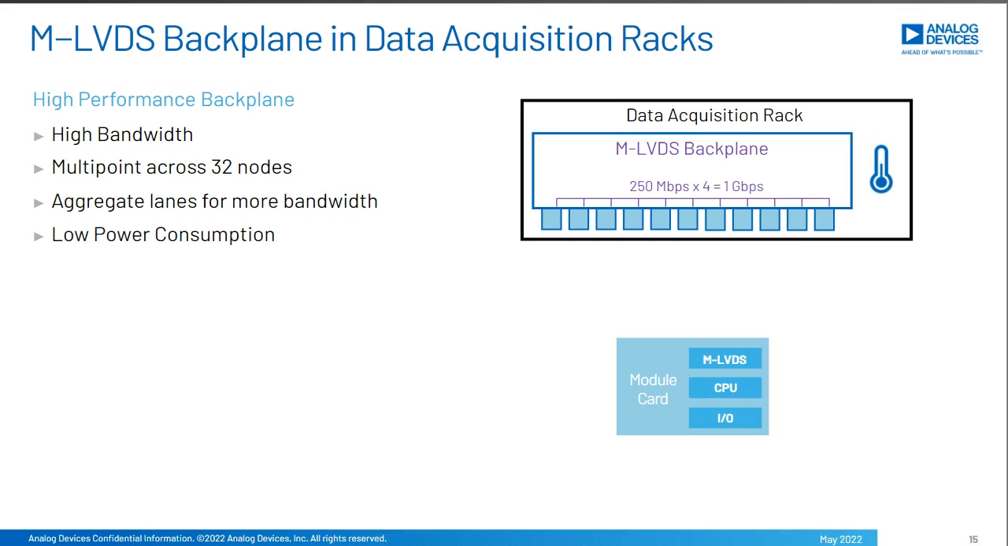And of course, reliability, developing robust systems is very important. So at the card level, you can see the module card here, which includes, say, a CPU, the MLVDS PHY to communicate to the backplane, and then the I/O to communicate to the edge. This is where MLVDS brings advantages in, for example, hot swap for live insertion and removal when the backplane is powered.